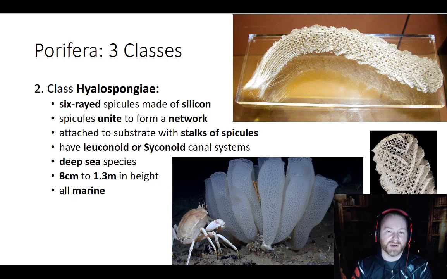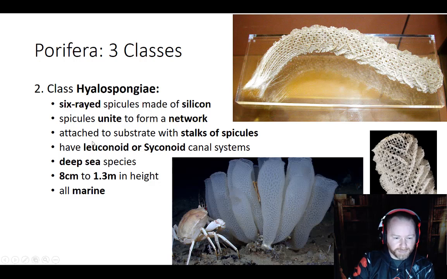And that six-rayed, or six-pointed, structure creates a latticework that helps to form a network of structural support. I mean, you can see it here in the picture. Here's an example. Here is the skeleton of a sponge. And if you look at it a little more closely, those six-pointed spicules just form an interlocking woven network that's all connected together that helps keep the sponges upright.